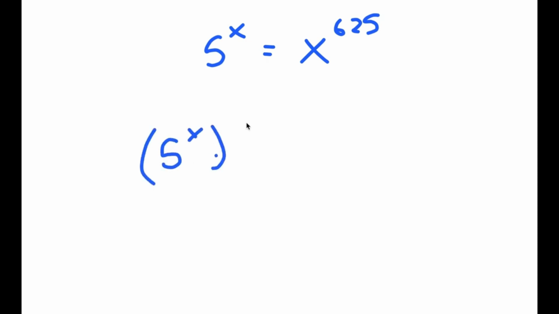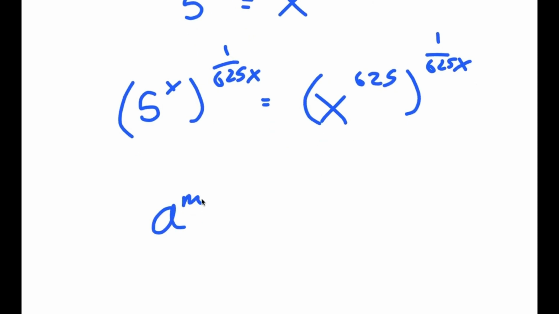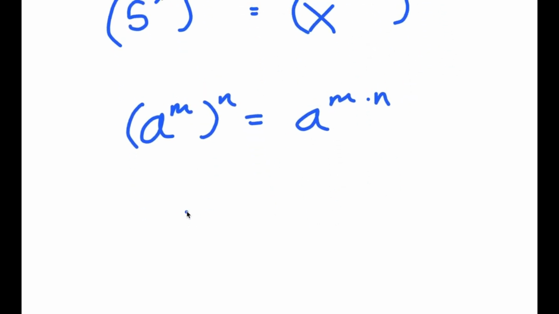Alright, so in this video, I'm going to solve the equation 5 to the power of x is equal to x to the power of 625. To solve this, I'm going to first take the power of 1 over 625x on both sides. The reason I'm doing this is because a to the power of m, to the power of n is equal to a to the power of m times n. So these two multiply and cancel out, and these two multiply and cancel out.